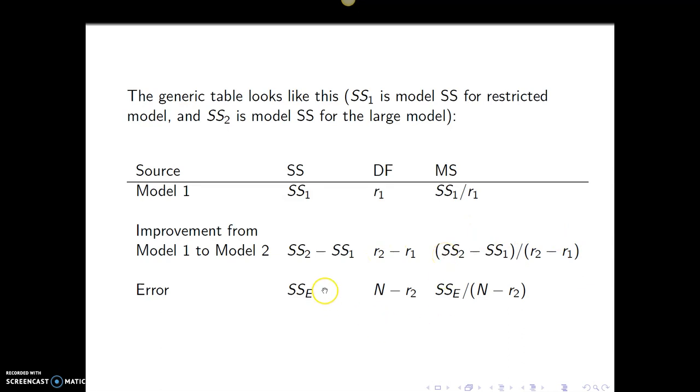Then there's going to be a degree of freedom associated with that minus that, and then we get our variance measure. Then we have the error, and that's just the error associated with random variation that's unaccounted for by the statistical model. The degree of freedom for error is big N, the total number of observations, minus R2, that large model, and then our MSE or variance calculation there.